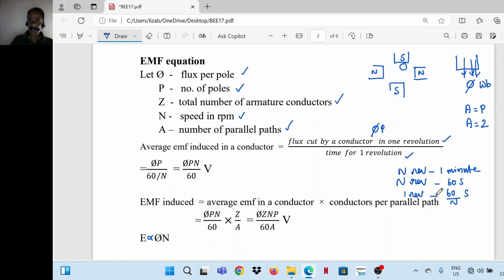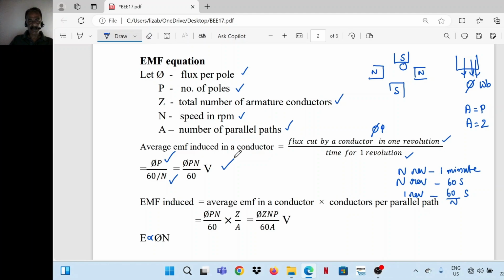N revolutions in 60 seconds. So one revolution it will complete in 60 by N seconds. So substituting here, the average EMF induced in a single conductor is phi P divided by 60 by N, or phi P N by 60.